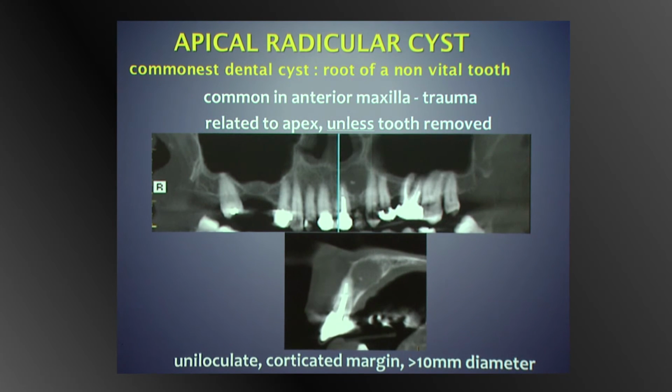So here's an apical radicular cyst, that's the commonest dental cyst, root of a non-vital or dead tooth. Common in the anterior maxilla due to trauma. They're related to the apex unless the tooth is removed, when it becomes a residual cyst. And you remember the differential, we said a cutoff point of 10 millimetres. A bit of calcification in that, probably a little bit of cortex or a bit of chronic inflammation.